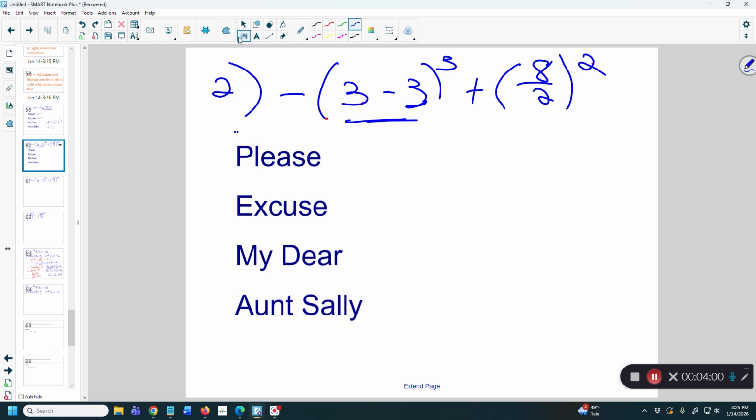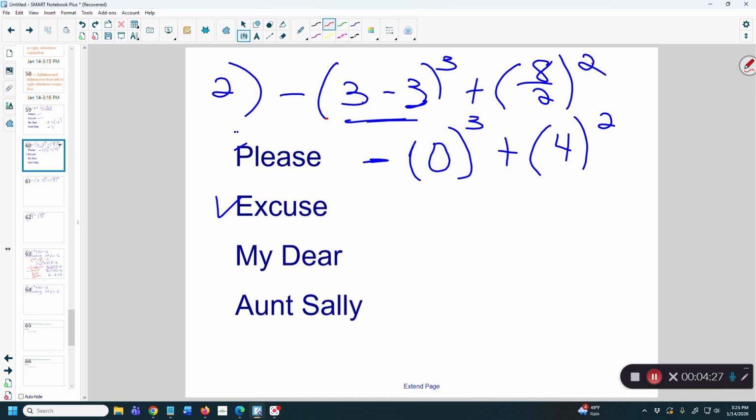I keep this. I do this parenthesis, which is 0. Put my parenthesis, put my exponent there, plus I do this parenthesis, which is 4, and put my exponent. See, that's what that looks like. I have taken care of the parentheses. Now I need to do my exponents.